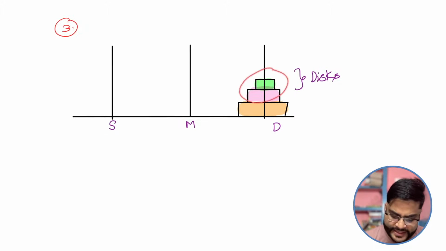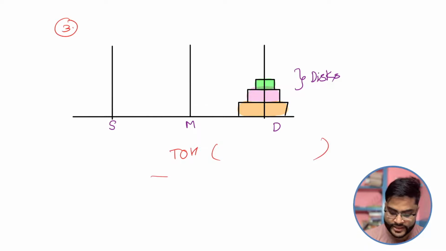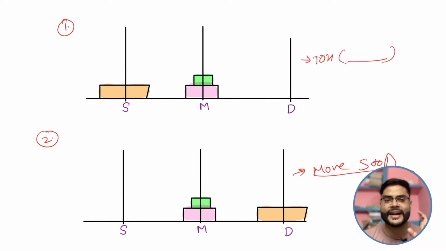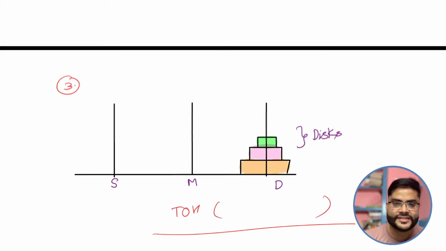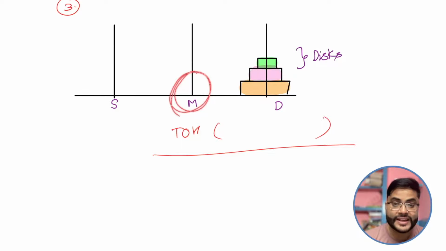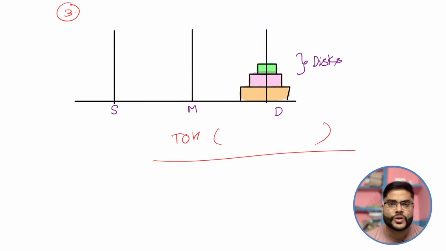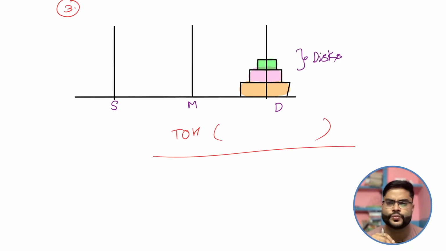And how will we move these n-1 disks to destination? I will write a recursive function for this also. So in the first step, I will write my recursive function to move my n-1 disks to middle. In the second step, I will move my disk from source to destination. In the third step, I will move the rest of the disks, which I moved from source to middle, from middle to destination. So I think that is clear to you.